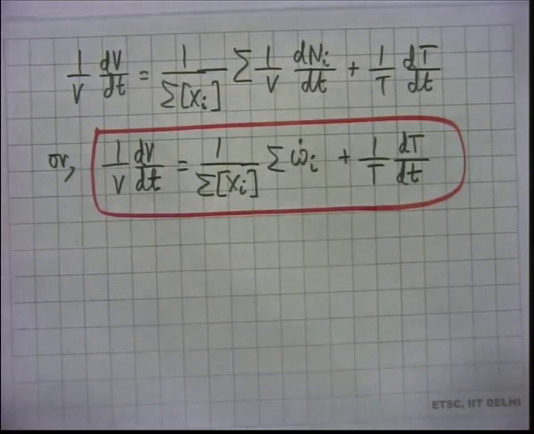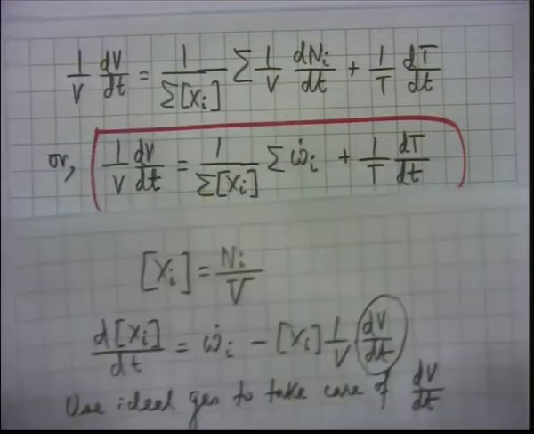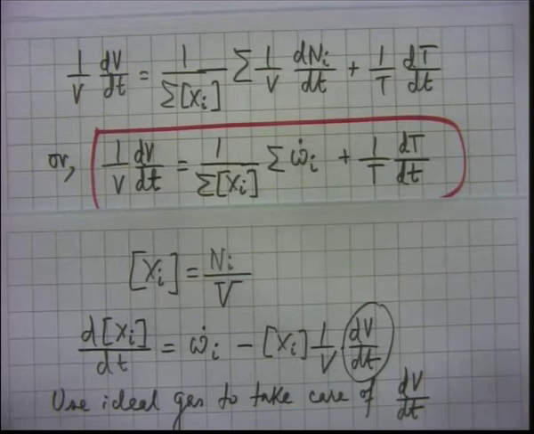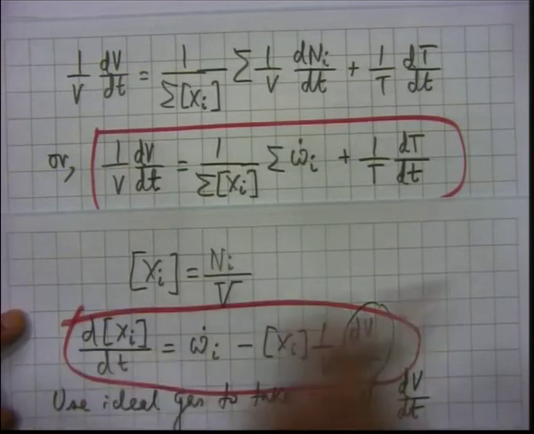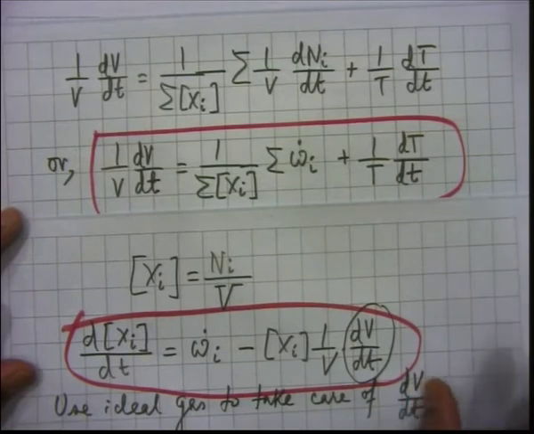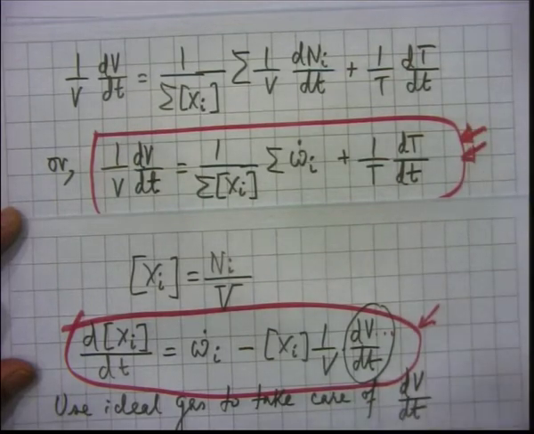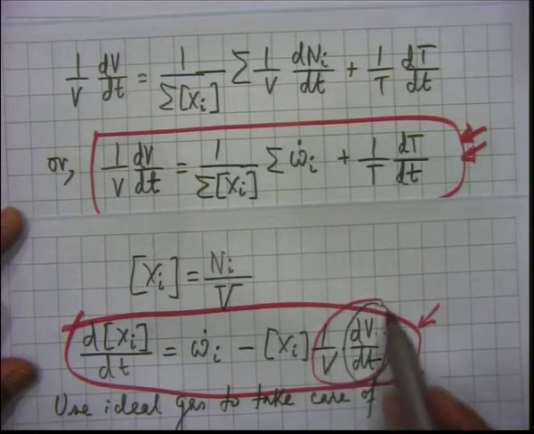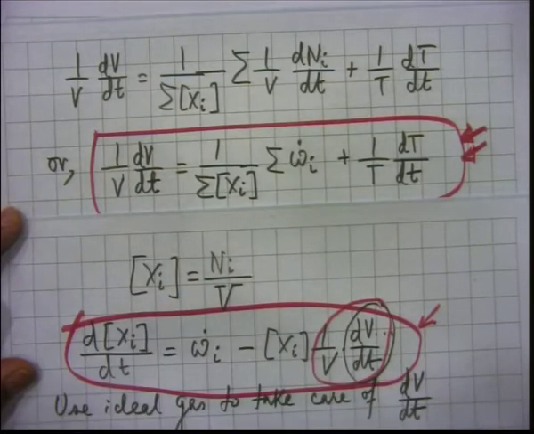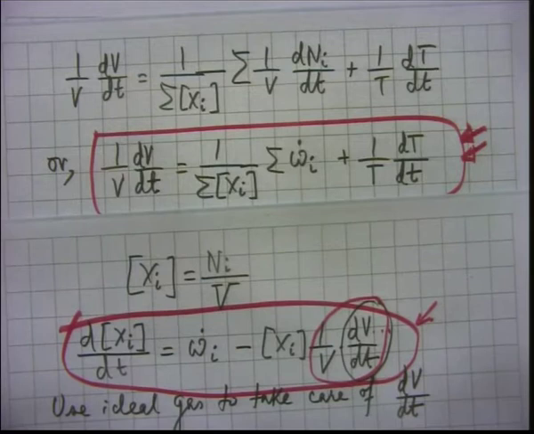So, we will use this one, and let us see what we had in the previous page. The previous page we had this. So, let us check this out. We had this one, this was the first one, and now we have got this second one. So, instead of this 1 over V dV/dt, actually this whole thing, we can use this.